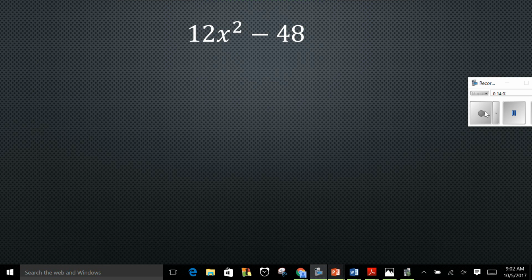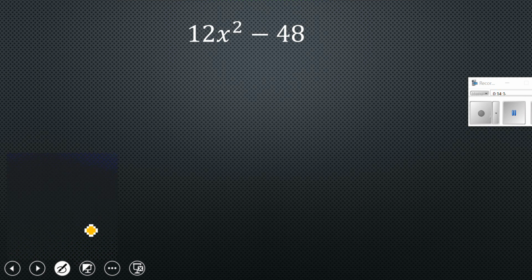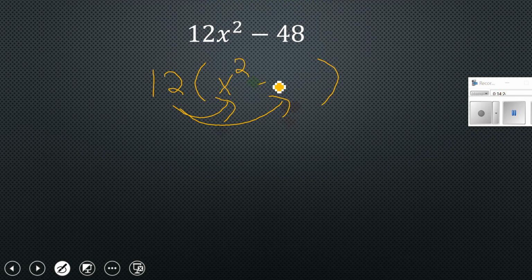So what I want to do here is look for a common factor. In this case, I have a 12 and a 48. So if I factor out a 12 first, let's see what we end up with. Again, same idea, backwards distributive property. We're going to factor out a 12, and then ask yourself, what do I have to multiply that by to get back to 12x squared? Well, that would be x squared. And then what do I have to multiply 12 by to get back to 48? Well, that would be a 4. So now I have 12 times x squared minus 4. We have factored that thing.